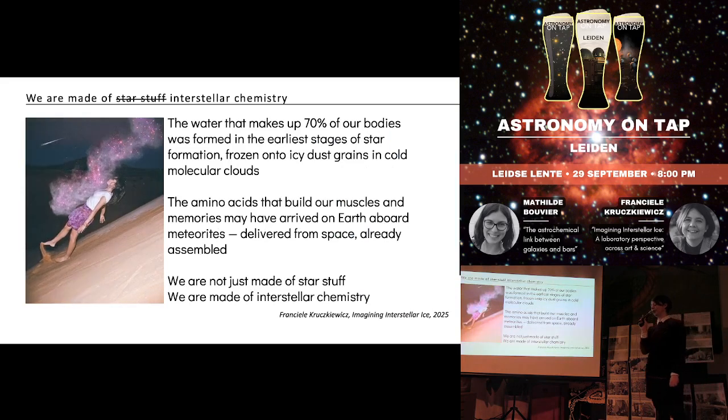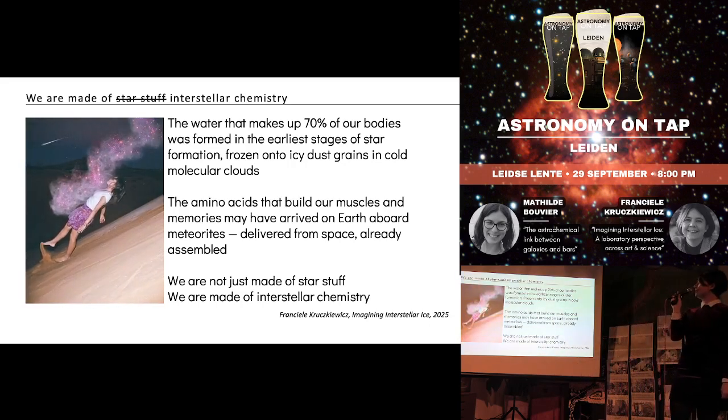But I wanted to rephrase this and say that we are made of interstellar chemistry, because the water that makes up 70% of our bodies was formed in the early stages of star formation and frozen onto ice dust grains in cold molecular clouds. And the amino acids that build our muscles and memories may have arrived on Earth aboard meteorites, delivered from space already assembled. So we are not just made of star stuff, we are also made of interstellar chemistry.